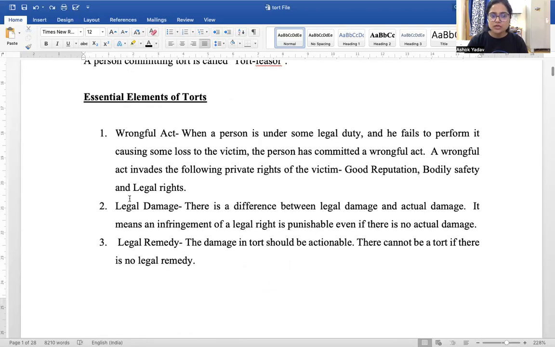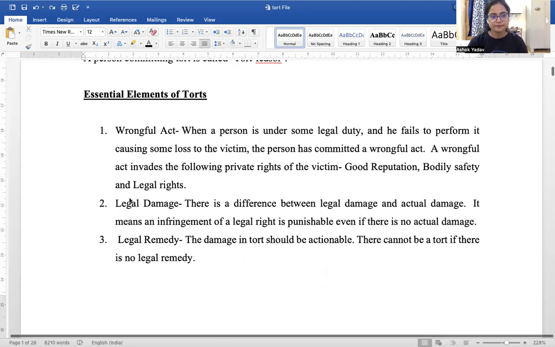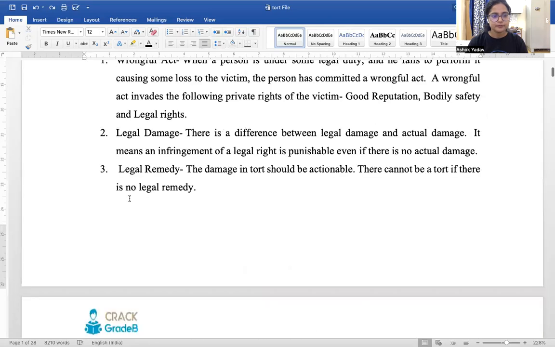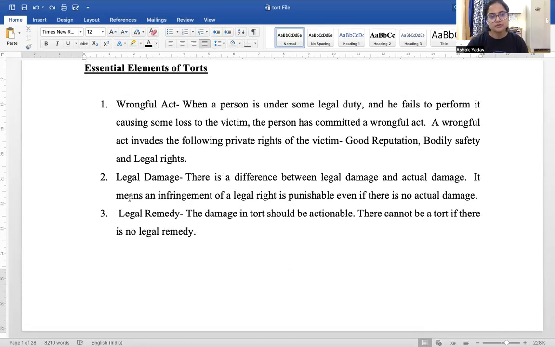Now let's see what the elements of tort are. There are basically three elements of tort: wrongful act, legal damage, and legal remedy. If you want to say that a tort has been committed, you'll have to prove these things: that there was a wrongful act, and there was a legal damage caused to you, and now you want a legal remedy for that, right?